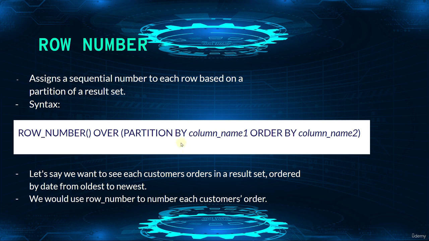So in the syntax here, column name 1 is the column which it is going to partition the sequential number by, and you also must order this set by another column. For example, if we wanted to see each customer's orders and number them all, ordered by the date, we would use this and have the customer key as column name 1 and the order date as column name 2.